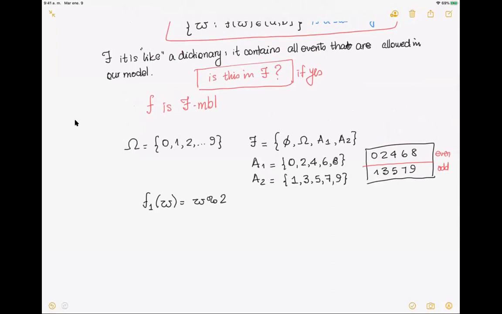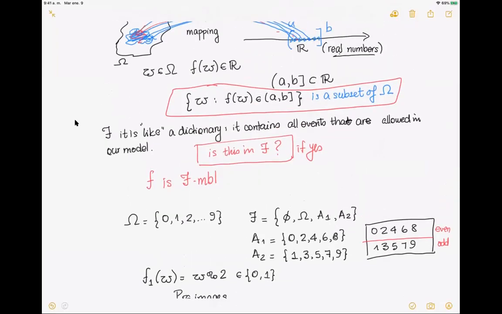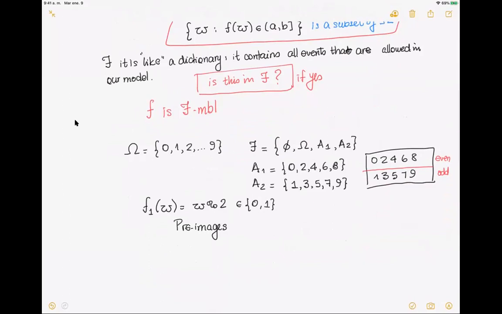Basically, this function is a binary function. It has values in 0 or 1. And it will be value 0 for the even numbers, and it will be value 1 for the odd numbers. So it's a binary function, very simple. If we take a look at the pre-images, so the idea now is to look at the pre-images in order to try to figure out if it's measurable with respect to the sigma algebra. Well, it's pretty clear that here, the pre-image of 0 is basically the set A1.